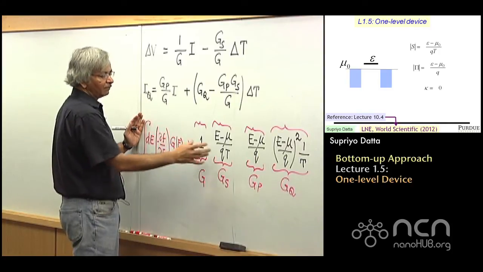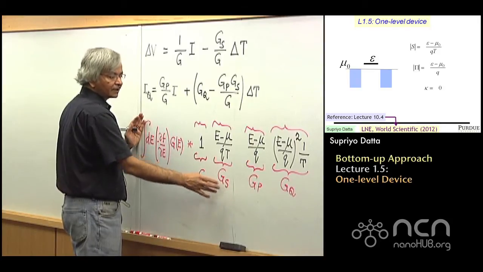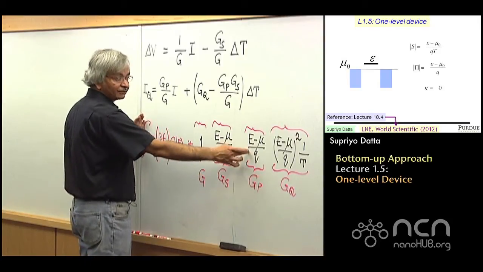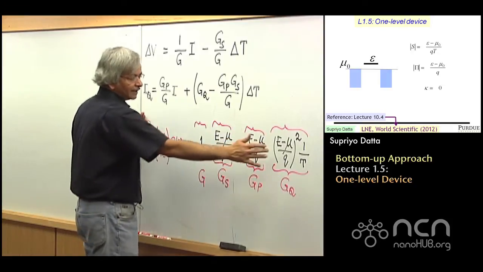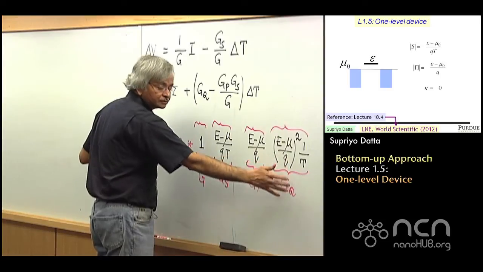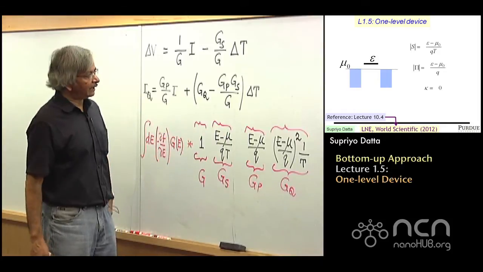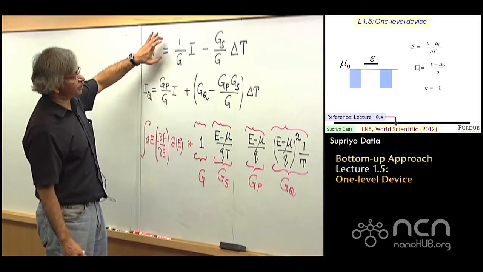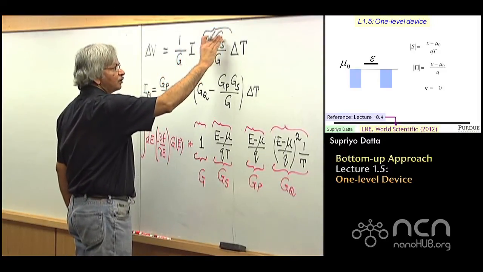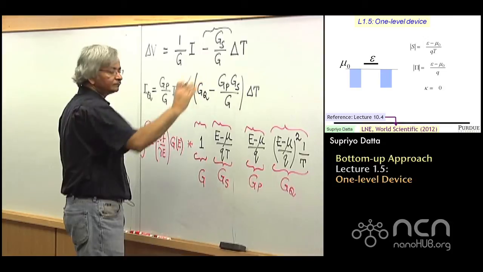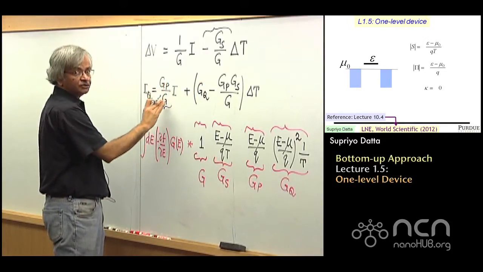You can take what we have here, multiplied by that factor, and you'll get GS. Multiplied by that factor, you'll get GP. And if you multiply by that factor, you'll get GQ. I've written them all in a row so you can see them at a glance. The actual experimental coefficients are things like the Seebeck coefficient, which is the ratio of GS to G, or the Peltier coefficient, which is the ratio of GP to G.